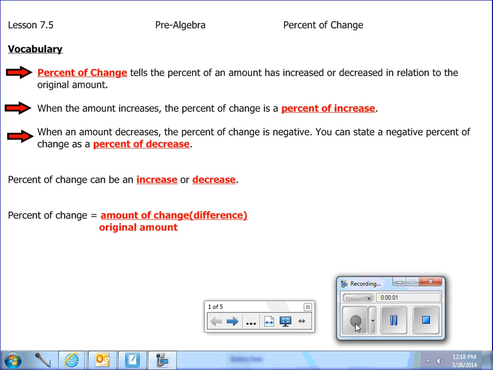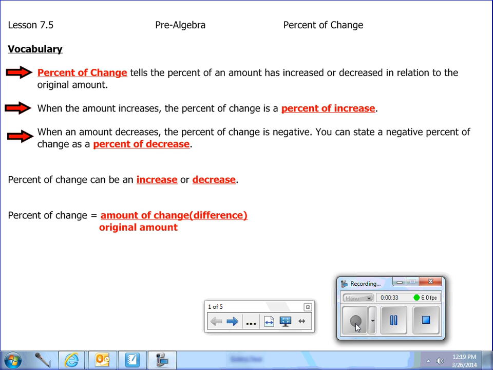In lesson 7.5, we're going to discuss percent of change. The terms that we'll be using: the percent of change tells the percent of an amount that has increased or decreased in relation to the original amount. When the amount increases, the percent of change is a percent of increase. When an amount decreases, the percent of change is negative, and you can state a negative percent as a decrease. Percent of change can be an increase or decrease.